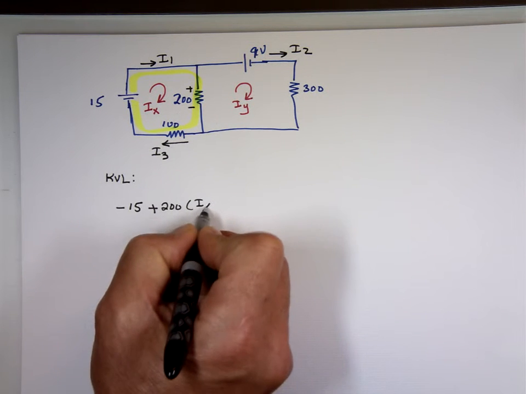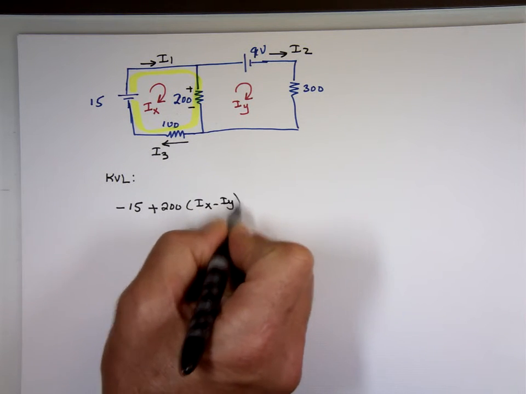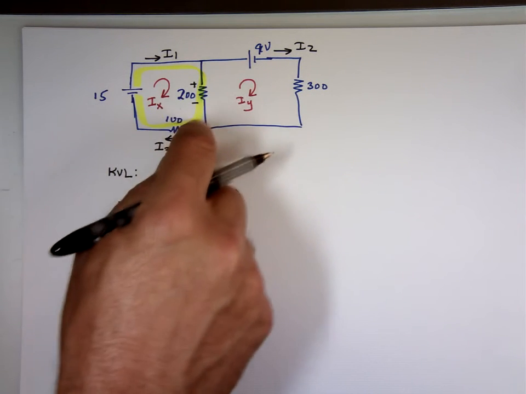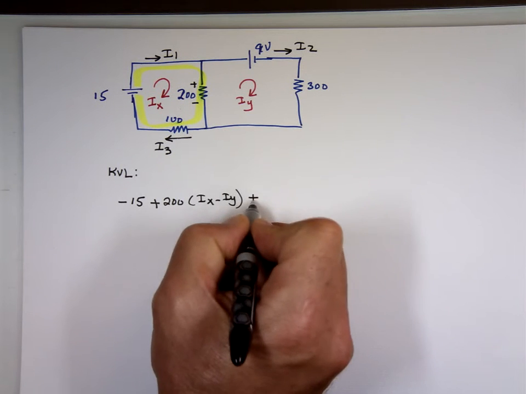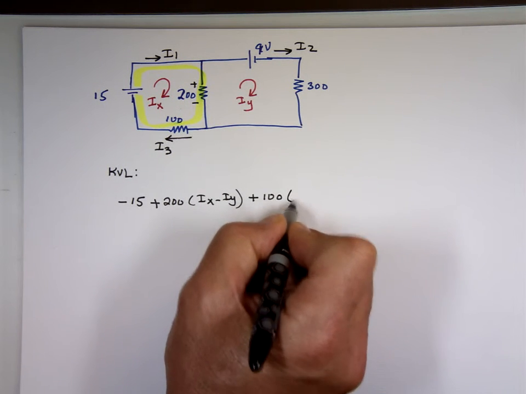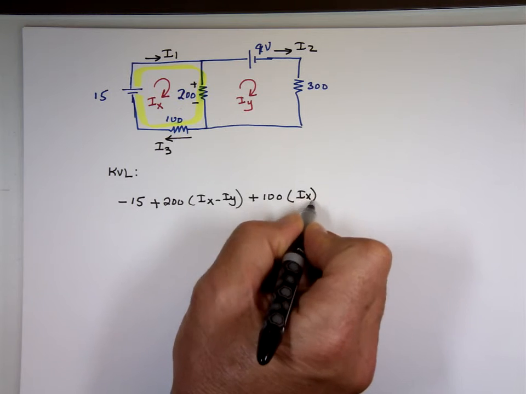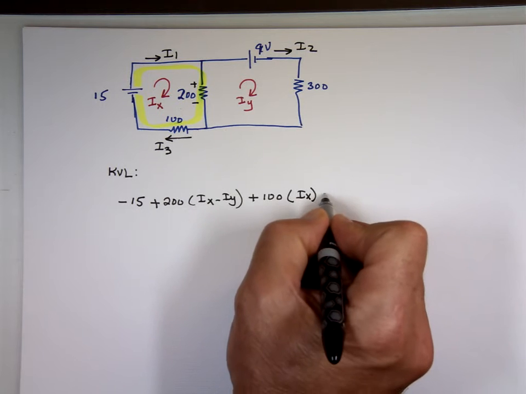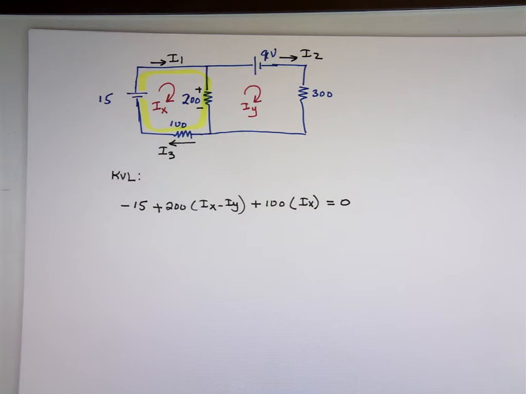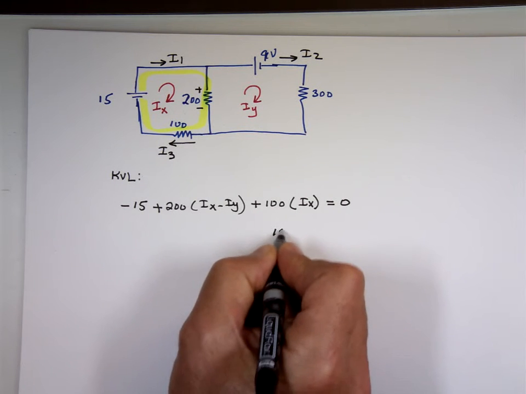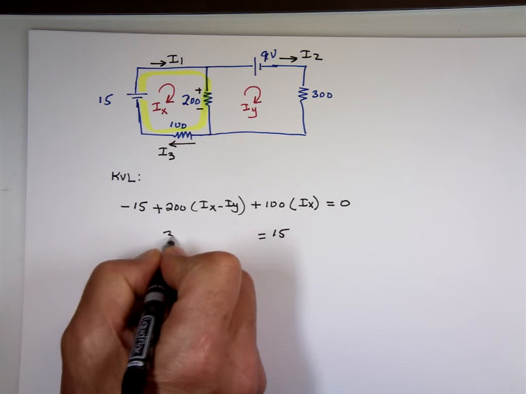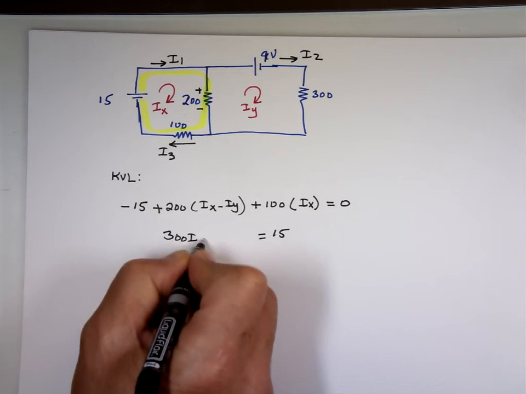Good. Because this is coming down, this is going up. Continue your path through the 100. And what's the current through the 100? Only I sub X. Continue back to your source, that's your closed loop. We're done. All of that is equal to zero. So clean that equation: 15 equals 300 I sub X minus what, 200 I sub Y?